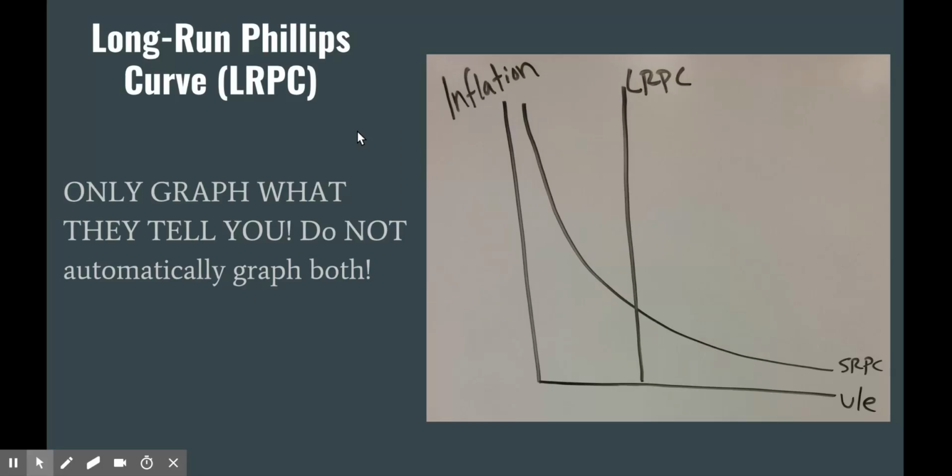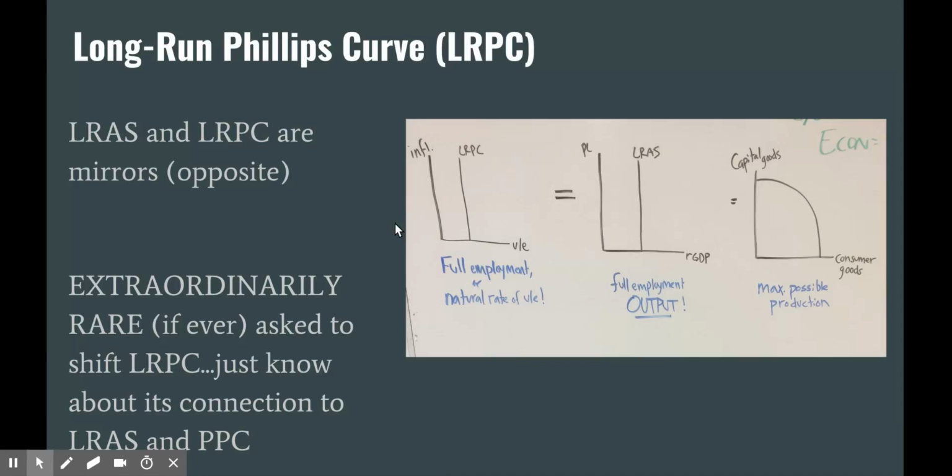So like I said right there on that last one, only graph what they tell you. If they only ask for short run, only give them short run. If they ask for both, draw a short run and drop in a vertical long run Phillips curve. If they ask you to label with percentages, by all means use the same ones I did, 1%, 2%, 5%, and then 2%, 5%, 10%. If they don't ask for percentages, then as far as we know, you don't need to actually provide those percentages.